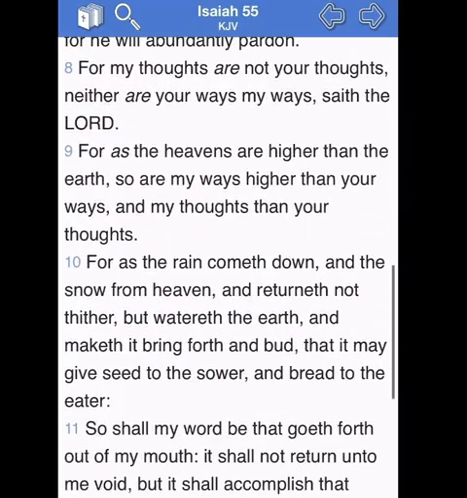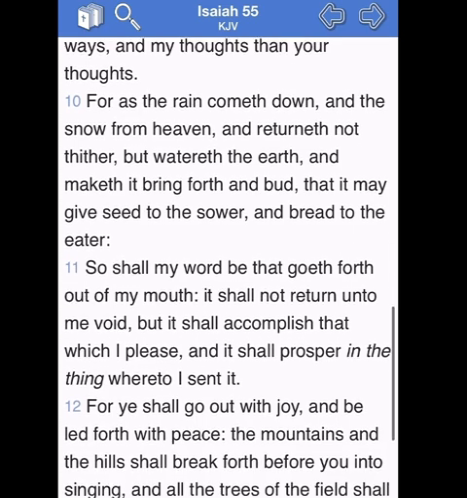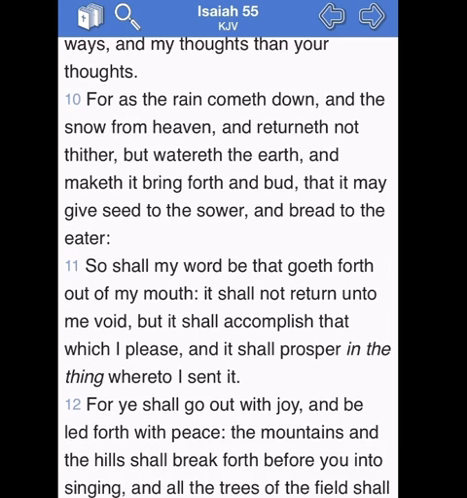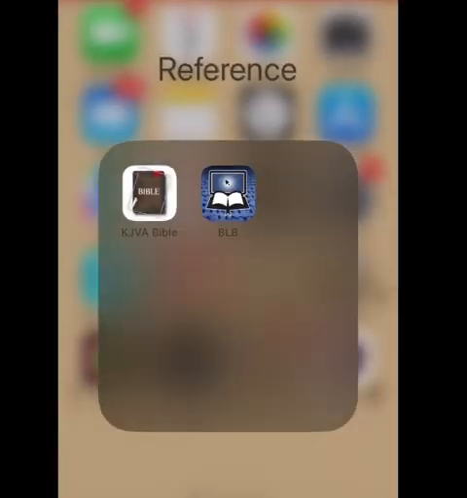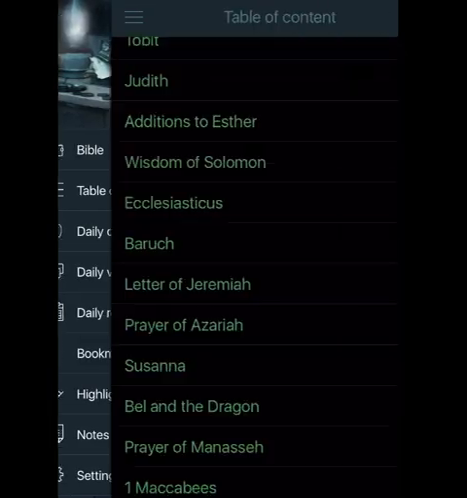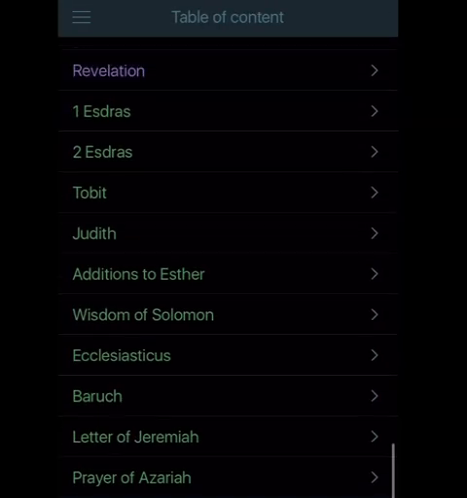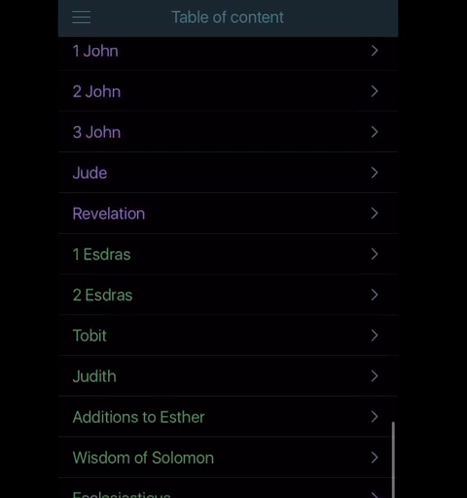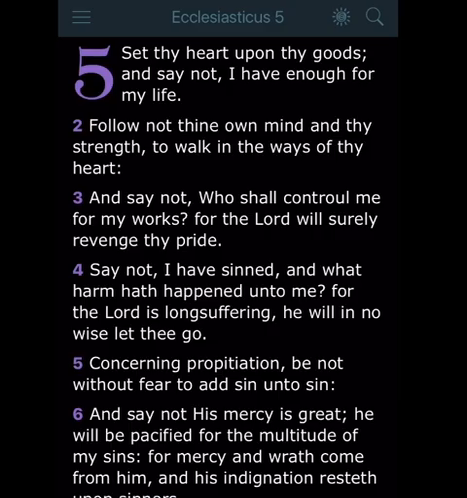This is Yashaya, Isaiah chapter 55 and verse 11. It says, so shall my word be that goeth forth out of my mouth. It shall not return unto me void, but it shall accomplish that which I please, and it shall prosper in the thing whereto I sent it. So the Lord doesn't waste words. All right, so we are an image of the Lord on a lower level. So we should be the same way.